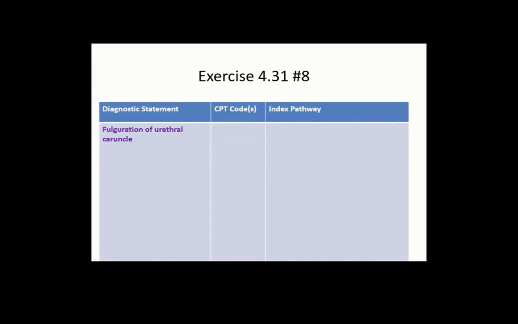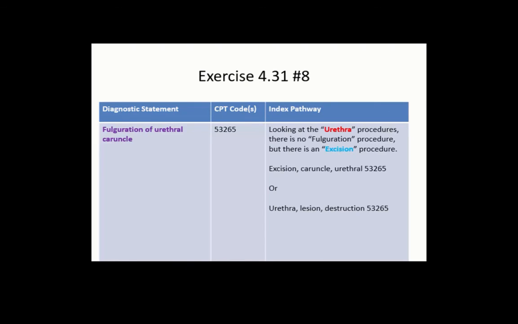Fulguration of a urethral caruncle. Now I had a little bit of trouble with this one, so I just want to talk about it. When I look at the urethra procedures in the code book, there is no fulguration procedure. The closest thing is an excision. Fulguration is the destruction of tissue by that high current. So if you're looking for destruction and fulguration's not there, the closest thing is probably going to be excision. So sure enough, when you look there, there is an entry for excision of a caruncle. It's also found under the urethra as destruction of a lesion. So I have those two paths there.